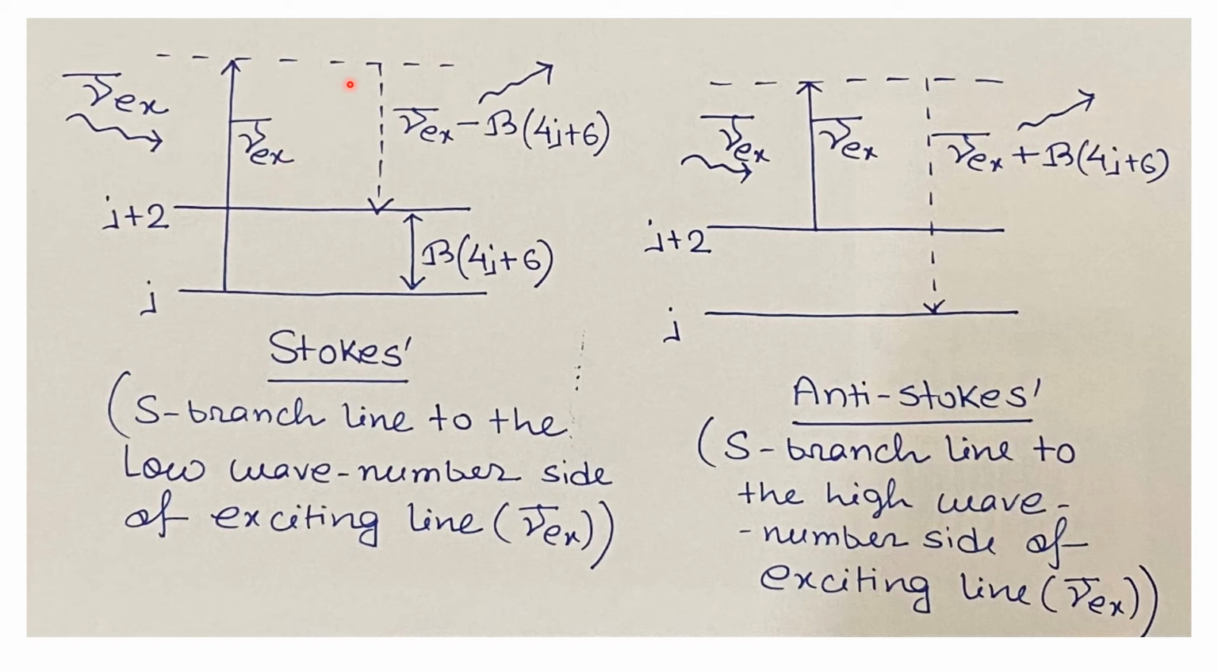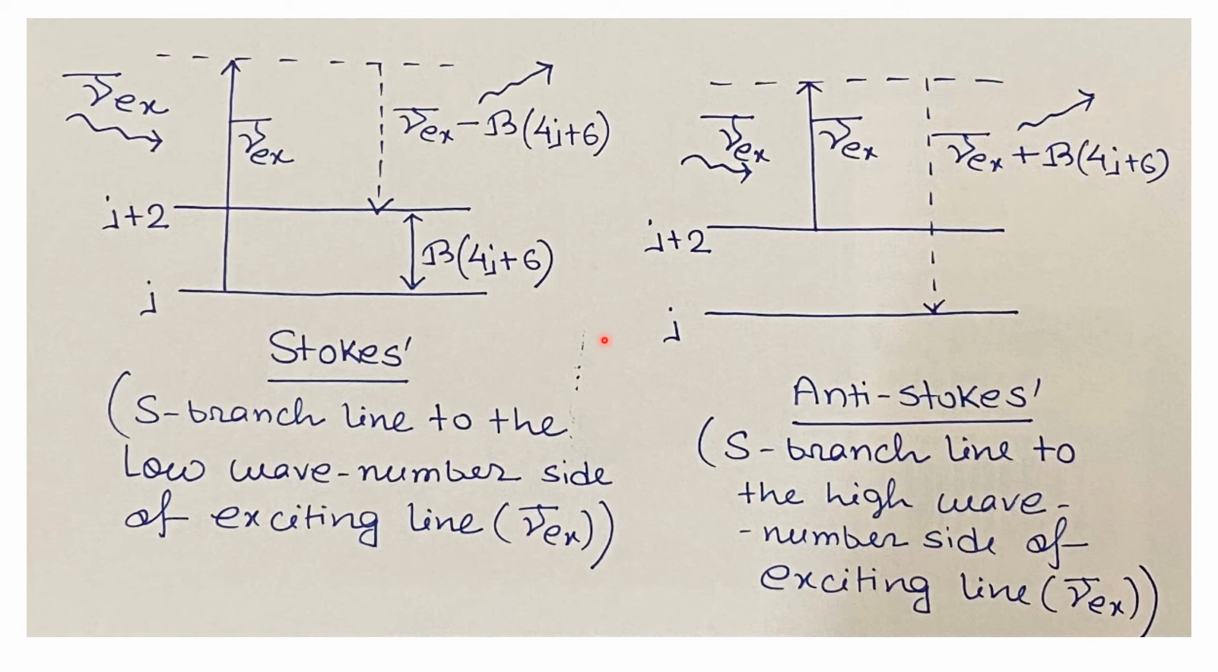And then the molecules will release their energy and they will come back to the higher energy level having rotational quantum number J plus 2. So the emitted radiation has the wave number nu Ex bar minus B times 4J plus 6. If we see carefully, the emitted photon or emitted radiation has less energy than the incident photon. So some energy from the incident radiation is getting absorbed in this system. So for the Stokes line, the S branch line is to the low wave number side of the exciting line.